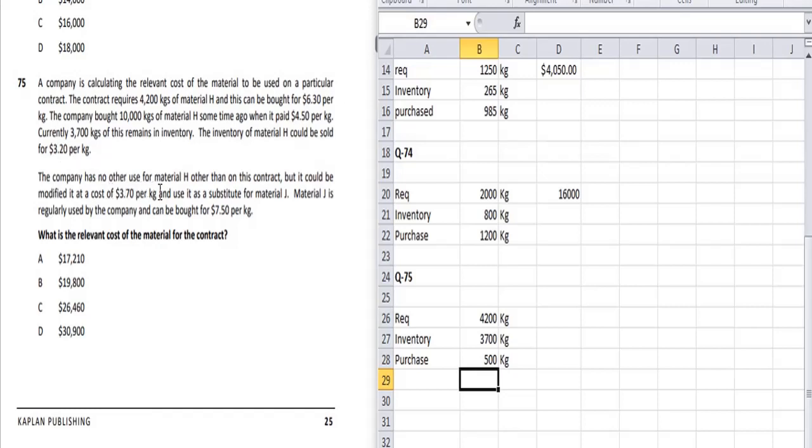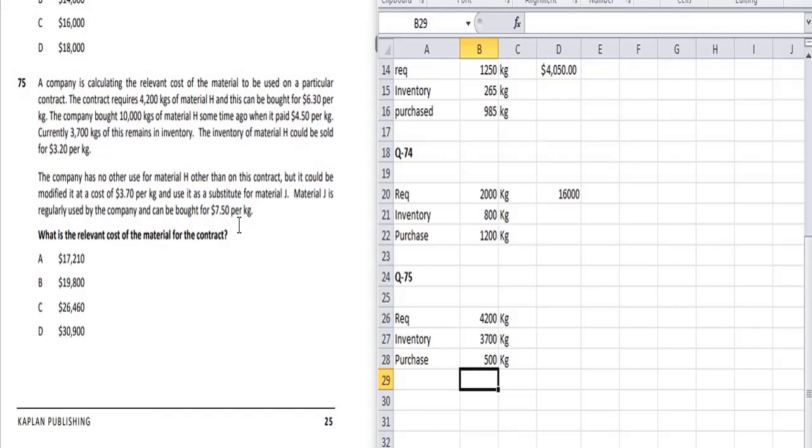The company has no other use of the material other than on this contract, meaning it doesn't have an alternative use, but it could be modified at a cost of 3.70 per kg and used as a substitute for material J. So after modification it does have an alternative use, and material J is regularly used by the company. Again, the question says it has been regularly used and readily available. In that case our relevant cost will be the current market price, so it can be bought for 7.50 per kg.